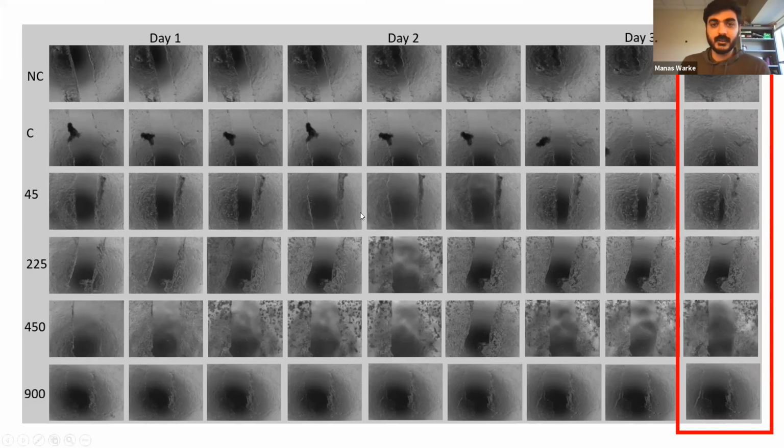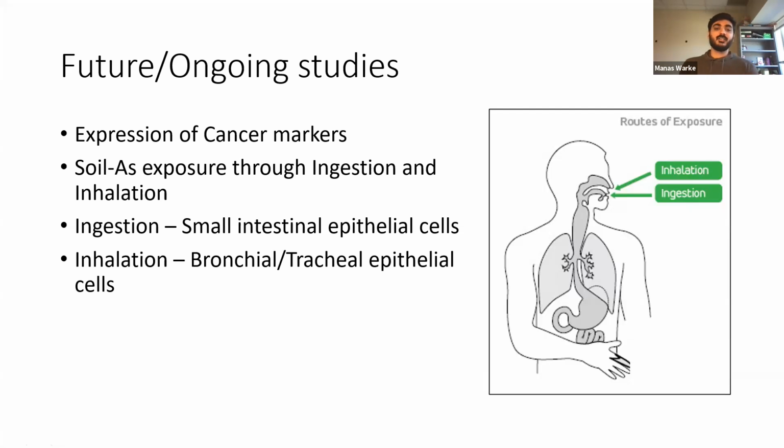So based on this study, we concluded that our model is effective, looking at the bioavailable fractions from the soil, extracting them and then treating the cells. After these two experiments, we have already looked into expression of cancer markers using immunostaining. And then we also hope to simulate similar conditions of ingestion and inhalation pathways using intestinal cells and bronchial and tracheal epithelial cells.